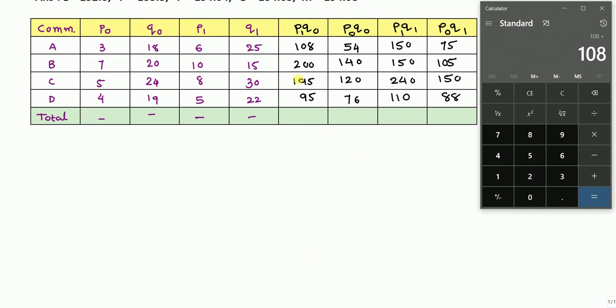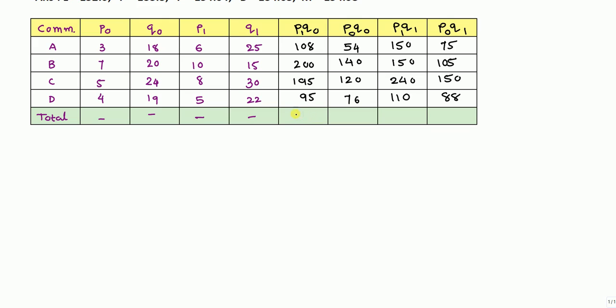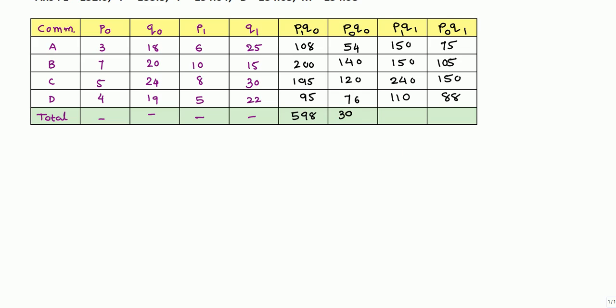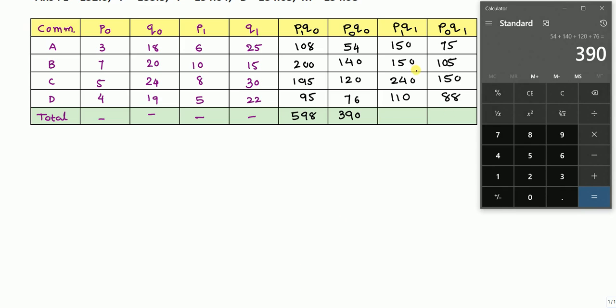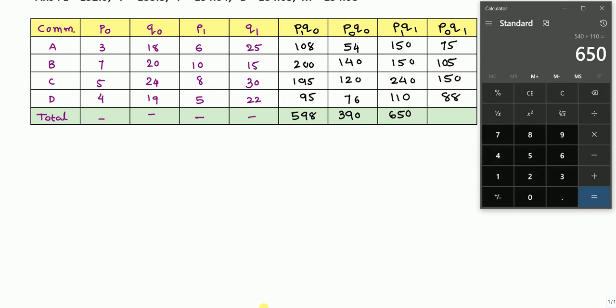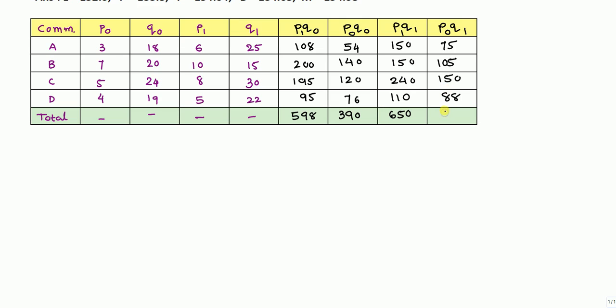Okay, now find out total of all 4 columns. First 108 plus 200 and 195. It becomes 395 plus 95. 598 is total. Now P0 Q0. Total of P0 Q0: 54 plus 140 plus 120 plus 76, 390. Now next column 150, 150, 300, 300 plus 240, 540 plus 110, 650. And now last column 75 plus 105, it is 180, plus 150 plus 88, 418.